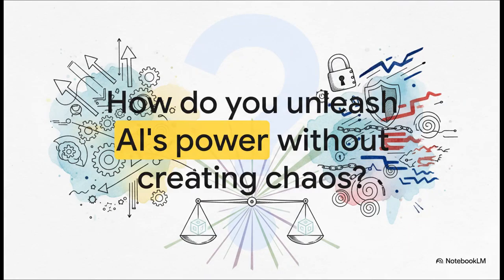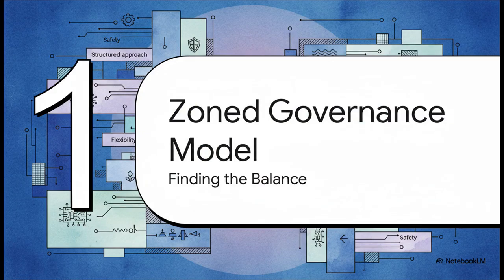This is the million-dollar question on every leader's mind. How do you give your teams these amazing new tools without opening the floodgates to data leaks, compliance headaches, and just security nightmares? It's a really delicate balancing act. The answer, thankfully, lies in a structured approach. So let's take a look at what's called the Zone Governance Model. It's a framework that's specifically designed to help you find that perfect balance between flexibility and safety.